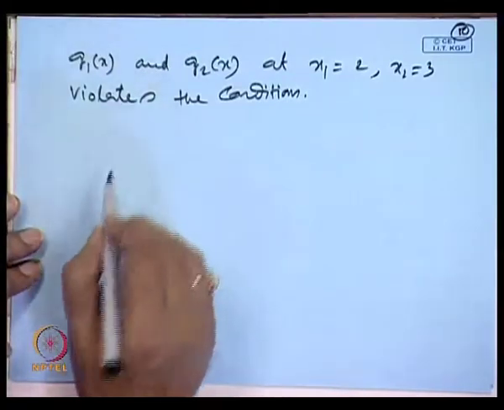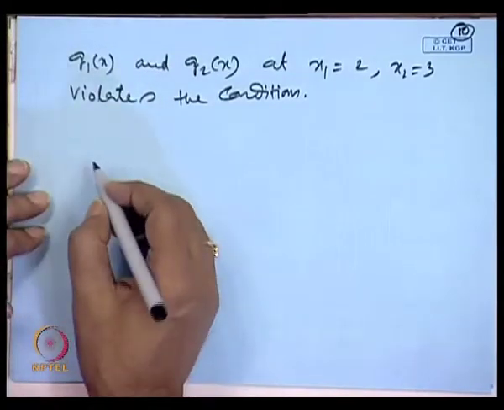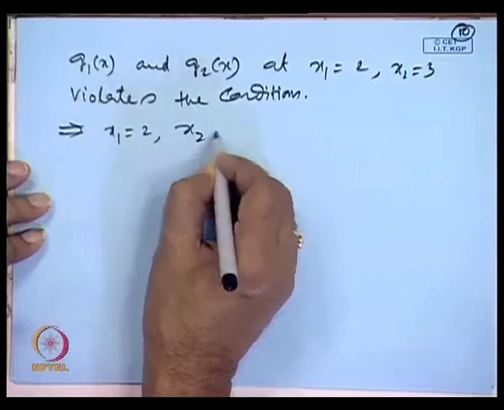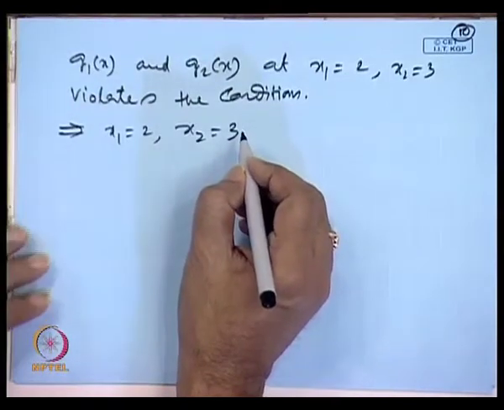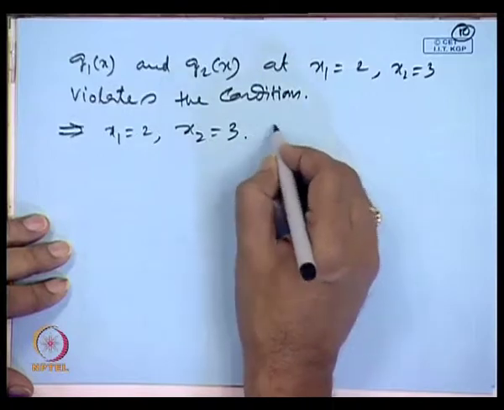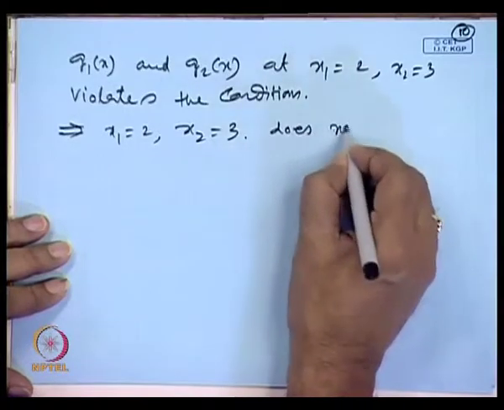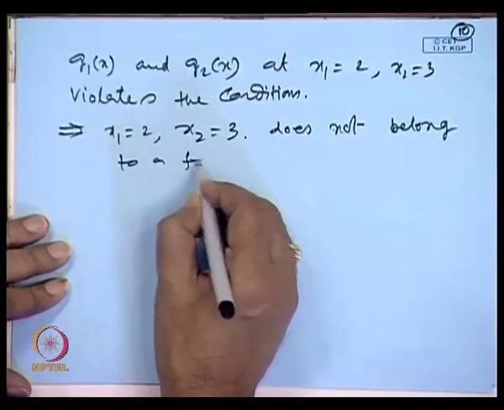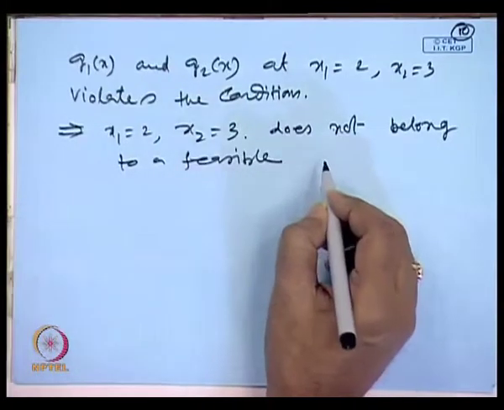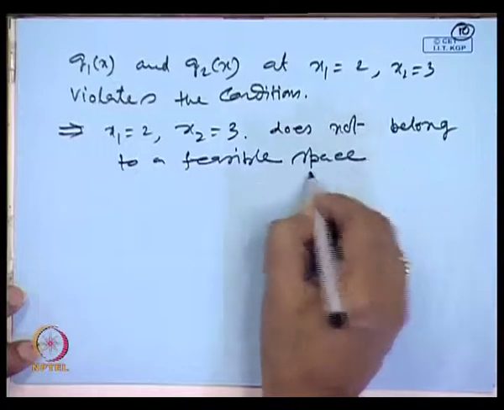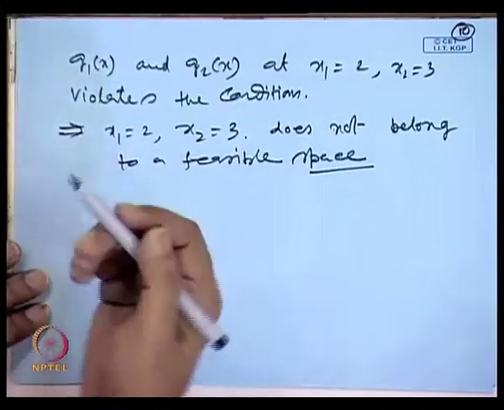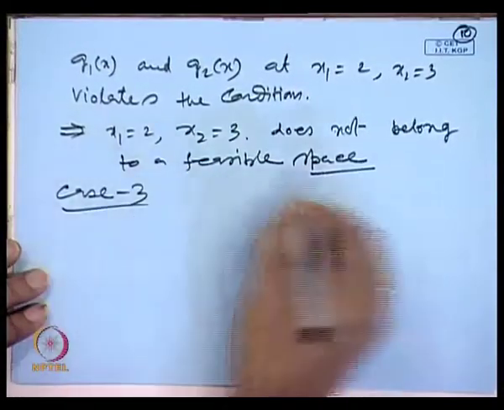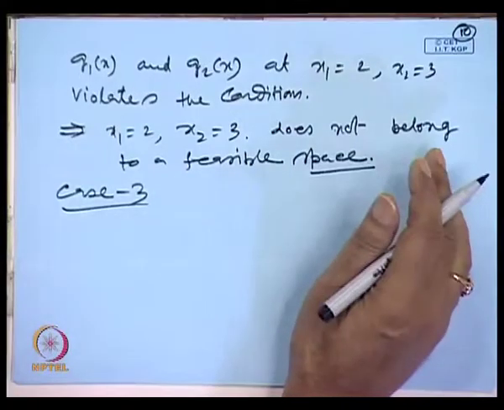So, our conclusion is that x1 equal to 2, x2 equal to 3 does not belong to the feasible space or design space. So, this case 2 will not be acceptable. In other words, it is not in the feasible space, so there is no solution at that point.